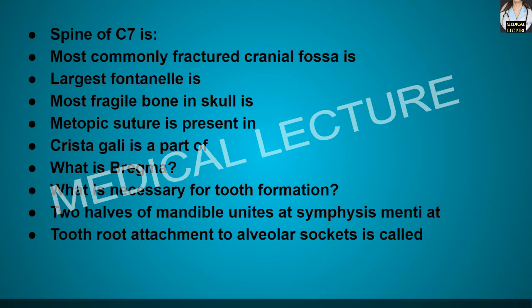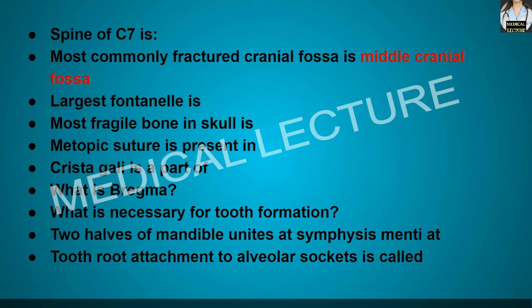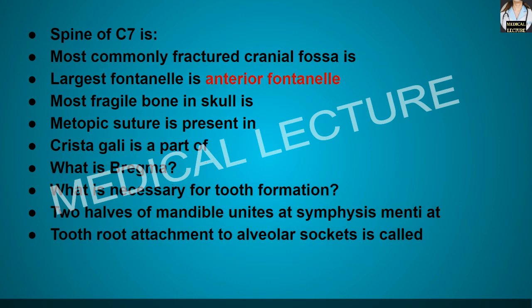Now next, the spine of C7 is long and non-bifid. The most commonly fractured cranial fossa is the middle cranial fossa. The largest fontanelle is the anterior fontanelle. The most fragile bone in the skull is the ethmoid bone. Metopic suture is present in the frontal bone. Crista galli is a part of the ethmoid bone. What is bregma? Bregma is a sutural junction between the frontal and the parietal bones.